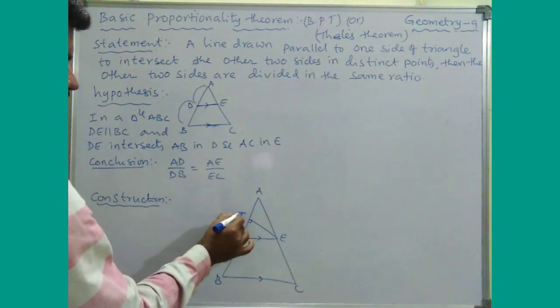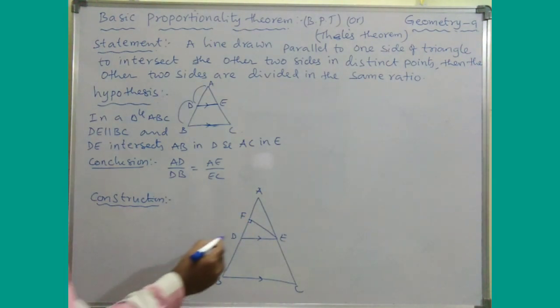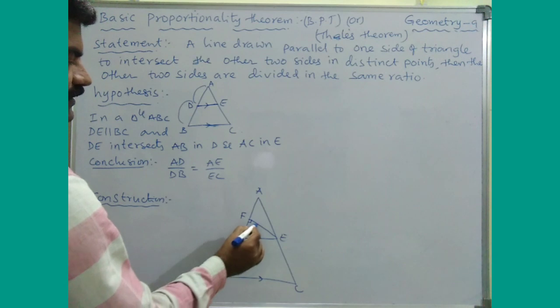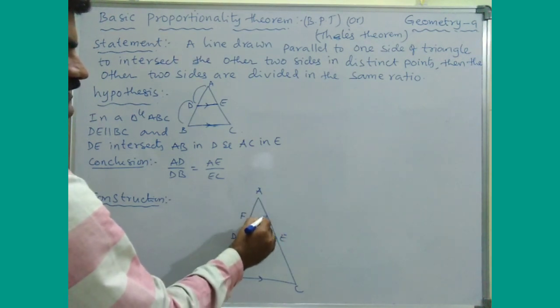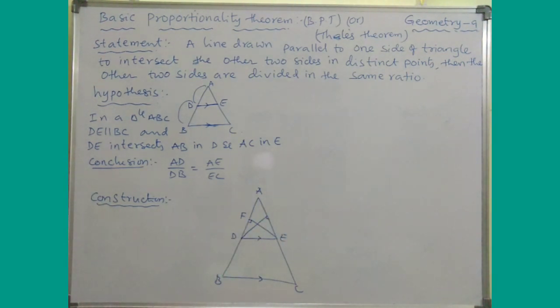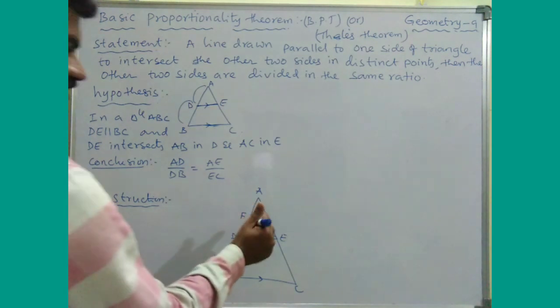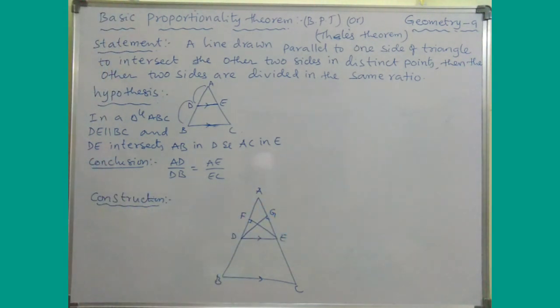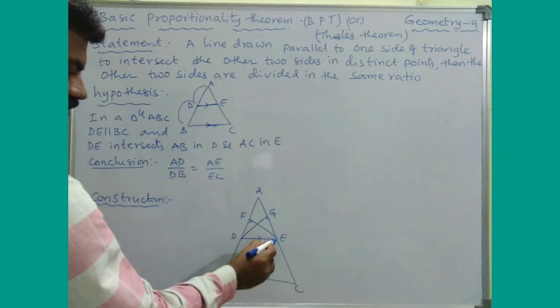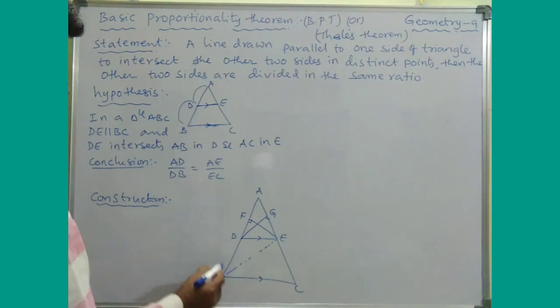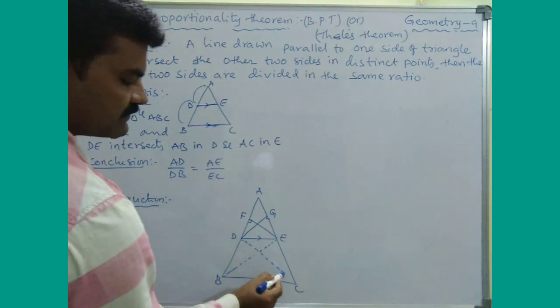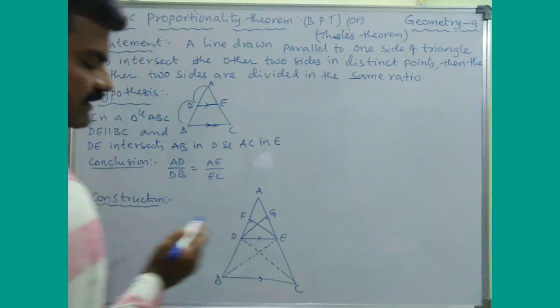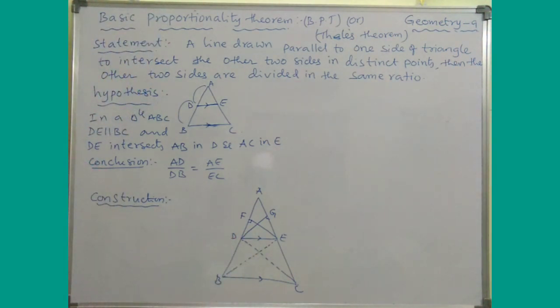Say suppose this is EF, as well as from D, draw the perpendicular to AE, which meets at G. Okay. Now just join BE bar as well as CD bar. So look at the construction now. What is the construction here?